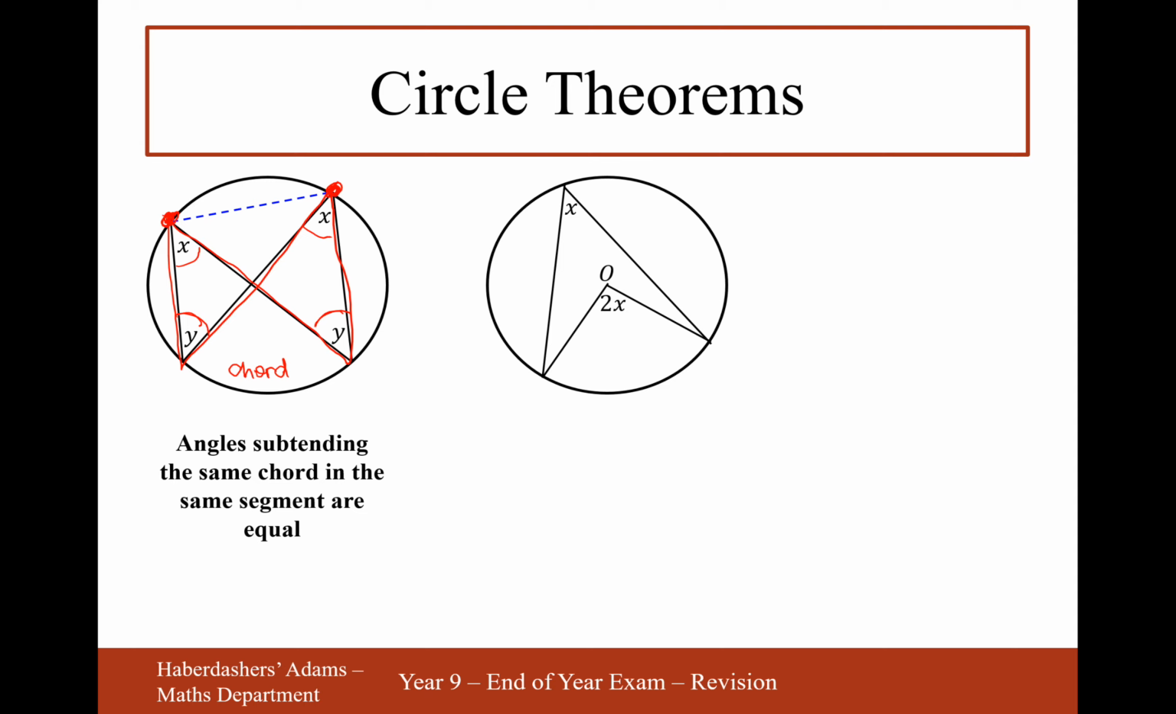So the phrasing of this circle theorem is that angles subtending the same chord in the same segment, that just means you can't go up, you have to come the same side of the chord, then they are equal.